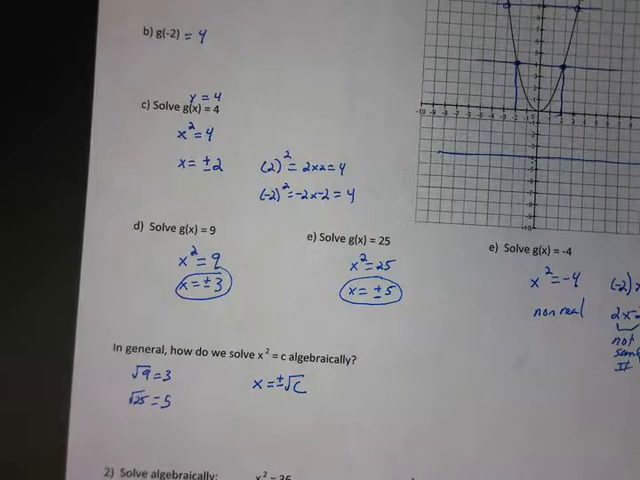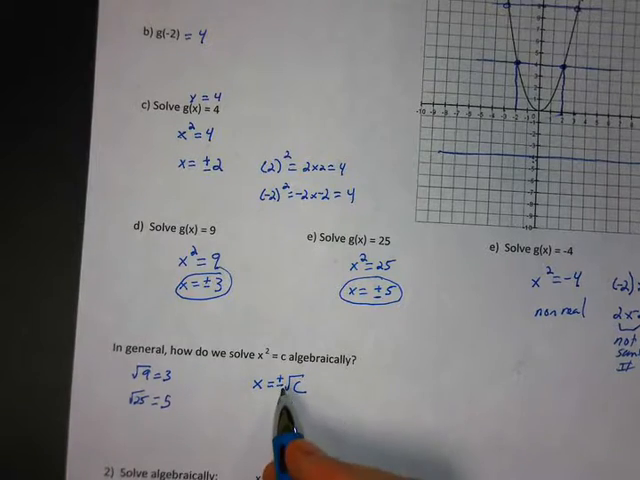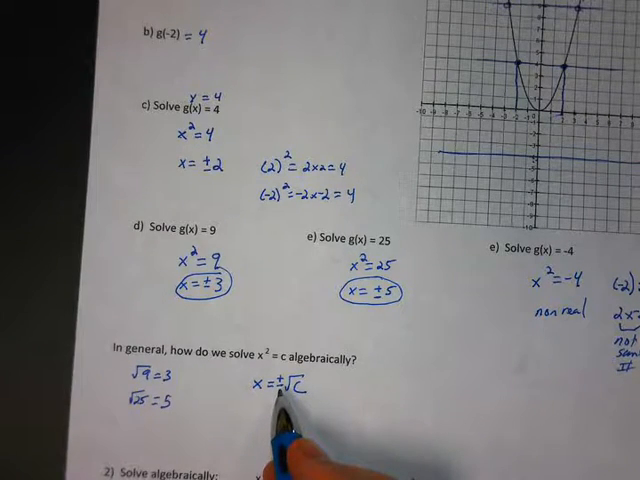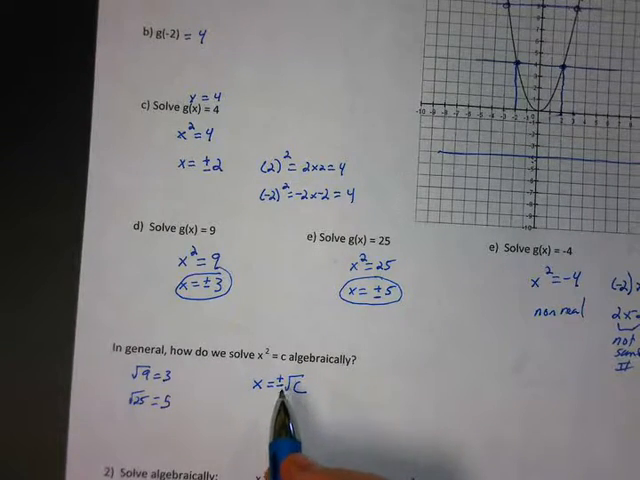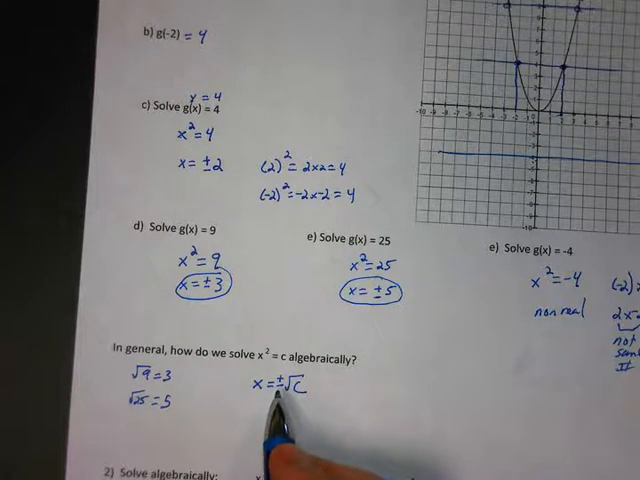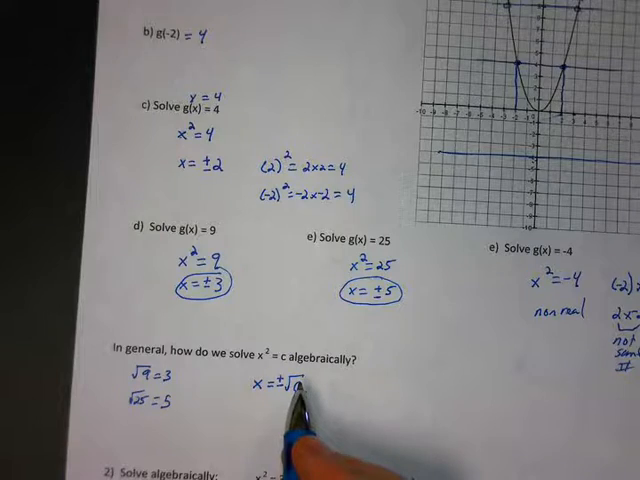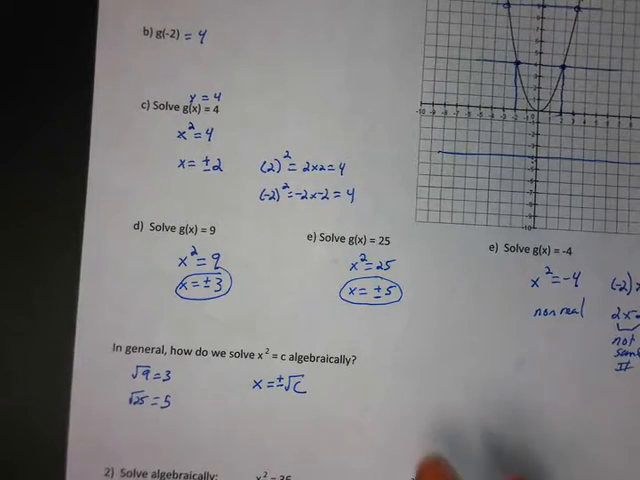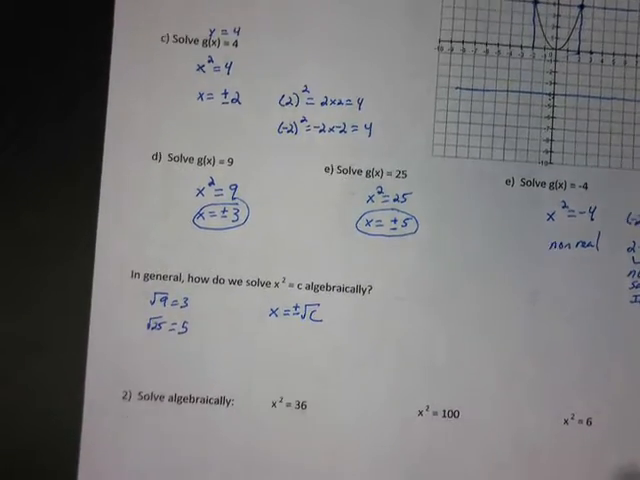And that's something that students forget all the time. It's the most common mistake I see on these: people always forget the plus or minus part. But that is essentially how you solve x squared equals a number. You take x equals plus or minus the square root of that number. And if you can remember that plus or minus piece, then these are very easy to do.